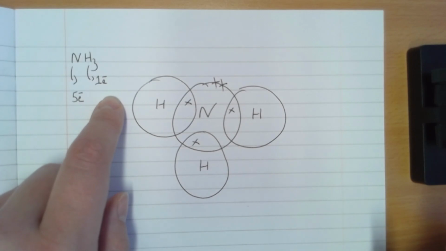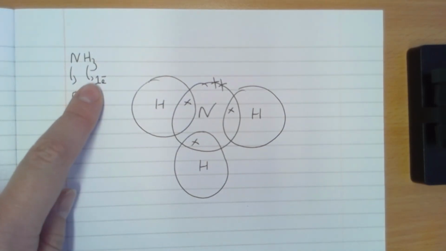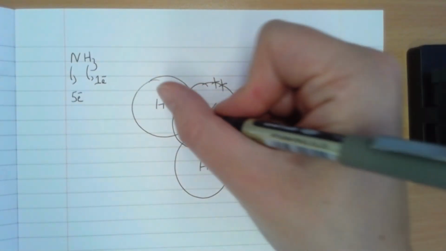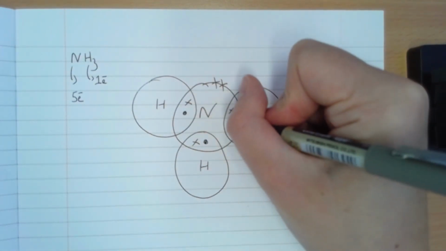Hydrogen's only got 1 electron. Hydrogen, that electron, it's in the first shell. And if you remember, the first shell can only hold 2 electrons. So it's got 1. And it wants 2 for a full outer shell, which means it's going to share 1 electron. So hydrogen's only got 1 and it shares it. Hydrogen's got 1 and it shares it. It's got 1 and it shares it.